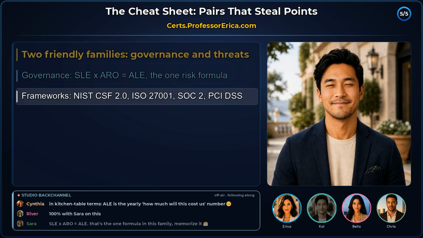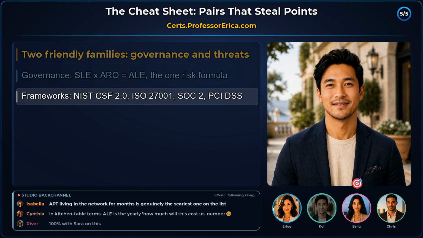For the frameworks family, you mostly need to recognize the name and match it to its one job. Credit cards, that is PCI DSS. European privacy law, that is GDPR. A third-party audit report on a service provider, that is SOC2. The exam asks which one fits the scenario, not what is on page 40 of the standard.